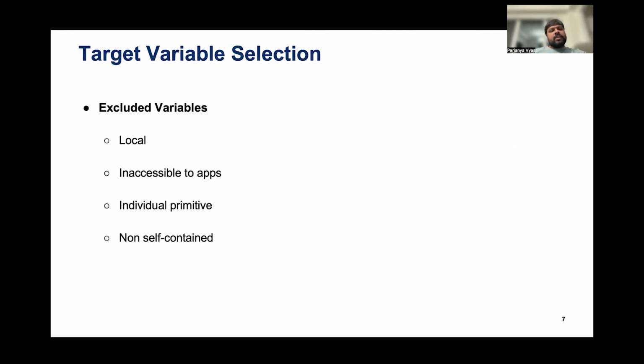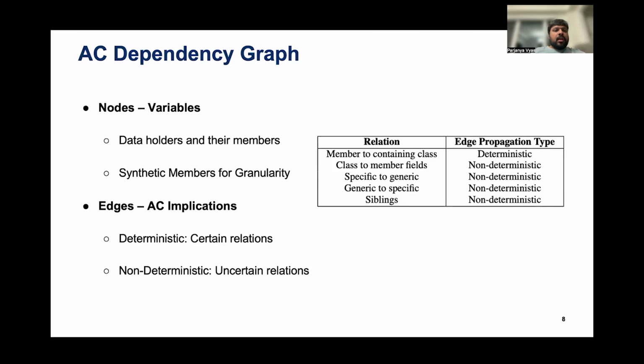To solve the first challenge, we exclude some variables, such as local variables, variables that are inaccessible to apps, and so on. We also exclude non-self-contained variables because we found through manual analysis that they don't really contribute much towards the data-driven flaws that we are trying to find. More details are in the paper.